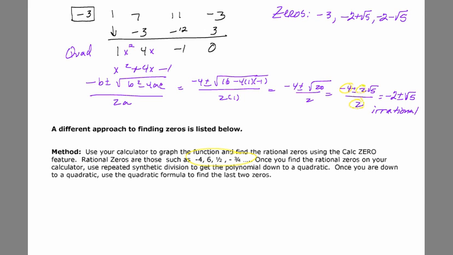Then we'll do synthetic division to get it down to a quadratic, and then do what we usually do with the quadratics, either factor or use the formula. So this method is replacing writing out that list. Instead of writing the list, we'll go straight to the calculator.